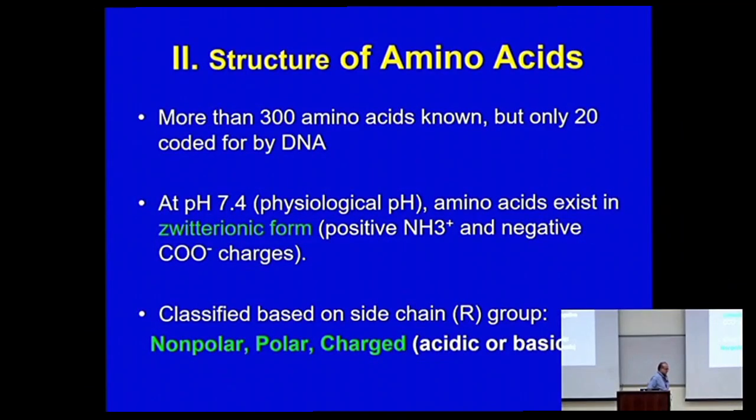Okay, so in nature there are about 300 or more known amino acids. There are really about only 20 that are used in protein synthesis, in synthesizing cellular proteins. And those are going to be the amino acids we are primarily interested in. Those 20 amino acids can be classified in two ways.